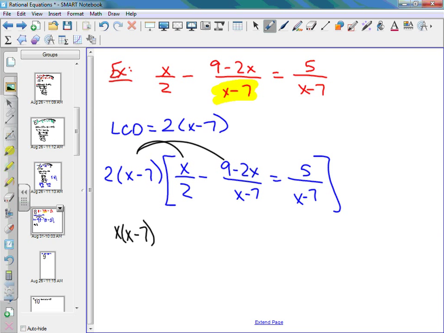What happens when I go over here? The x minus 7's cancel out. I'm left with 2 times the 9 minus 2x. This is equal. What happens over there? The x minus 7's cancel out and I'm left with 2 times 5. Oh, that bugs me. Sorry, wrong color. Like that.